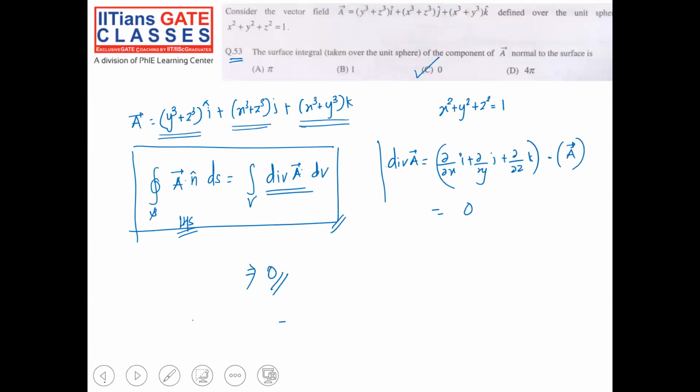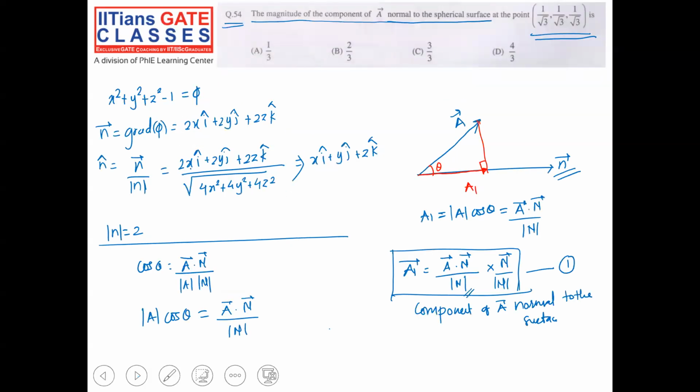So if you see what a bar is here, a bar is y cube plus z cube. So it is 1 by root 3 cube plus 1 by root 3 cube, and the same for the second and third terms. N bar is 2x, so it is 2 into 1 by root 3. So the dot product will look something like this: 2 by root 3 into 1 by root 3 cube plus 1 by root 3 cube. And this will repeat 2 more times.